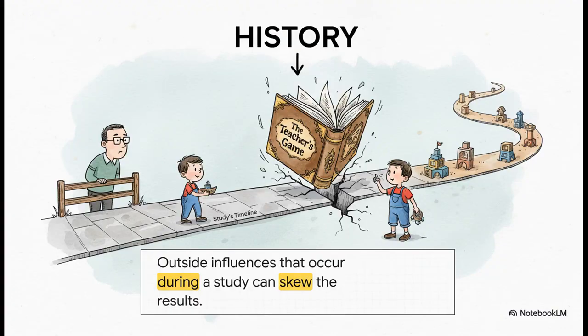First up is history. And no, this has nothing to do with the past. It's all about something else that happens during the study. So imagine you're testing a new reading program for kids, but halfway through your study, the teacher, completely on her own, starts this awesome new reading game. At the end, the kids' scores shoot up. Was it your program or was it the teacher's game? You have no idea. That outside event just totally sabotaged your results.